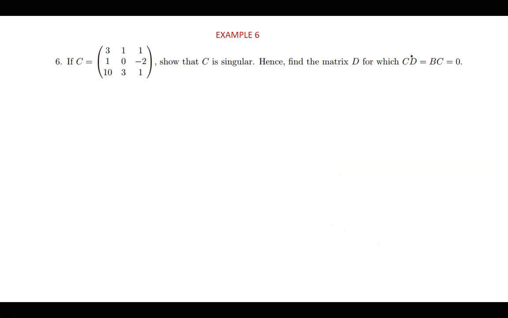So here, instead of B, this was supposed to be D. So it's supposed to be DC. So you can also show this.